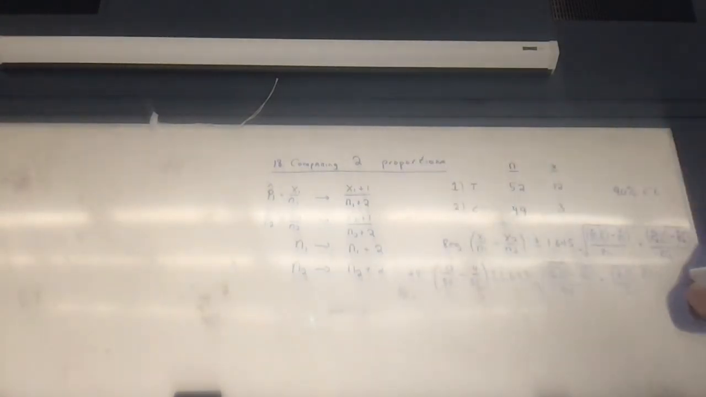On the calculator, where do we go? Stats, test. Now the tricky part. 2-PropZInt. What do I put in for x1? 13. For n1? 54. For x2? 4. For n2? 51. For my confidence level? 0.9. And what do I get?